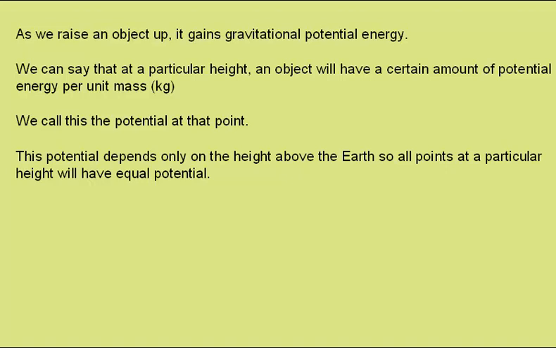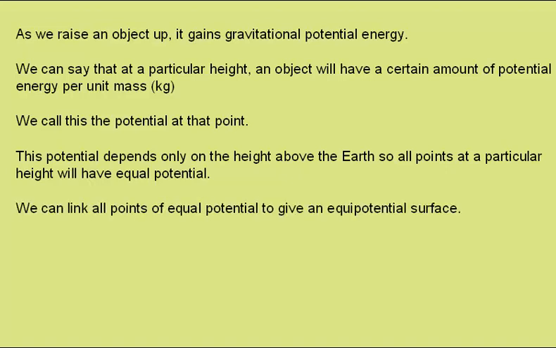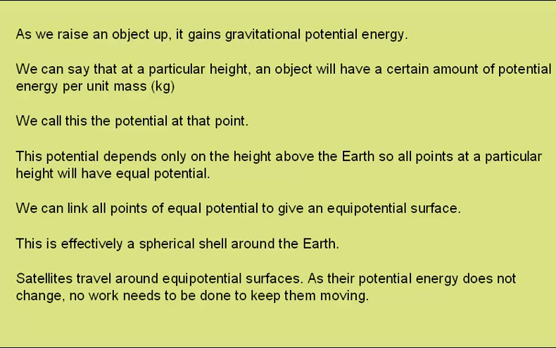This potential depends only on the height above the Earth, so all points at a particular height will have equal potential. We can link all points of equal potential to give what's called an equipotential surface. This is effectively a spherical shell around the Earth. Satellites travel around equipotential surfaces. As their potential energy does not change, no work needs to be done to keep them moving.